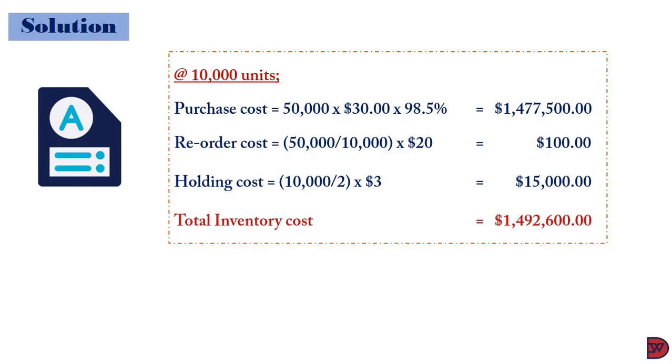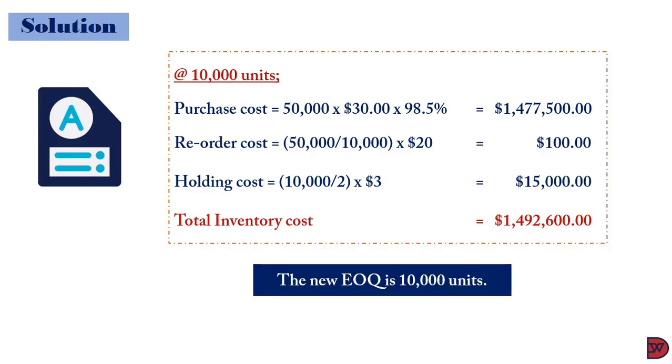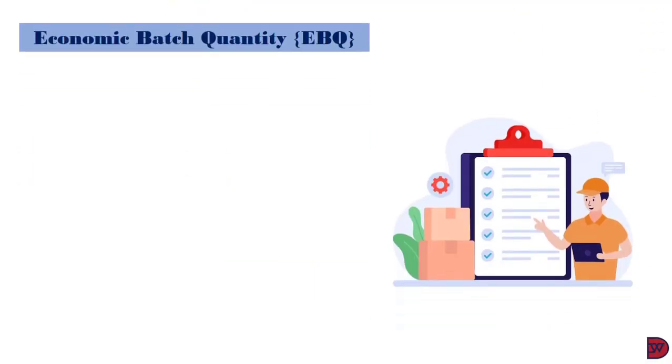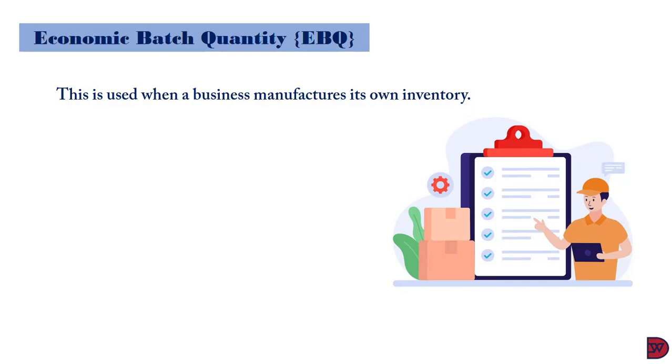So the total inventory cost will lead to 1 million $492,600. So of the four options provided, the best is the 10,000 units, which is going to be the new economic order quantity. Let's now move on to deal with economic batch quantity, also known as optimum batch quantity.